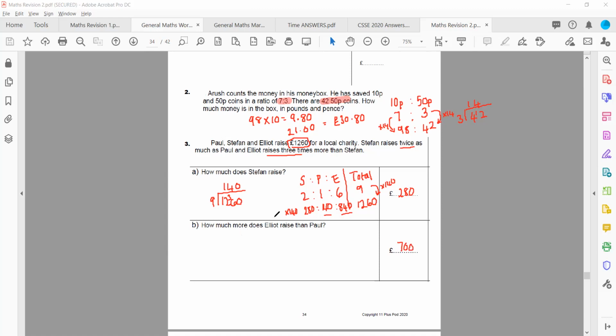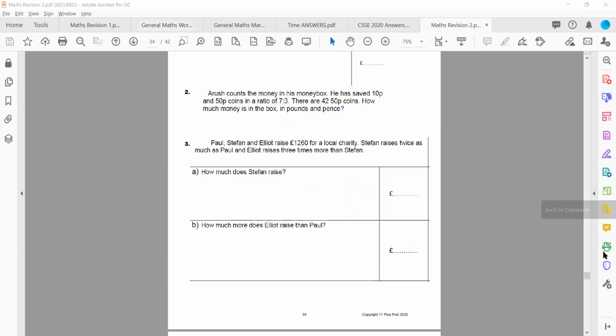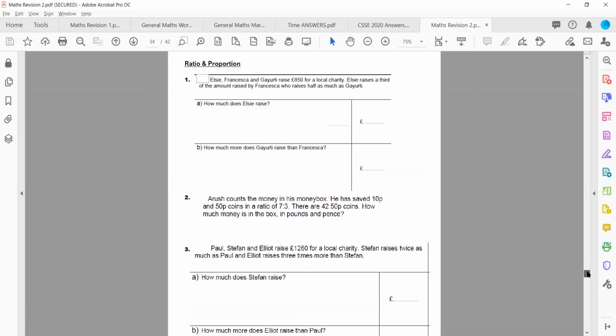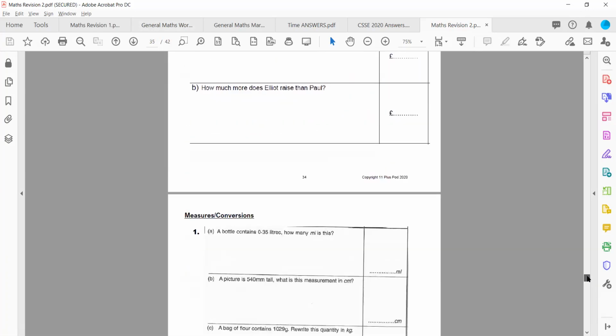Okay, so that is the best way of tackling those ratio questions there. So you now have quite a few ratio questions to work your way through. Oh, that's it on the ratio question. Sorry, I thought I'd put more in there than that, but no.